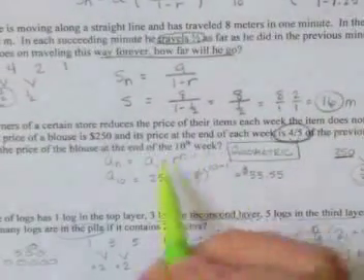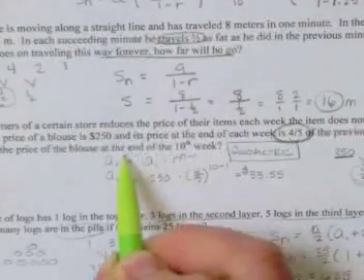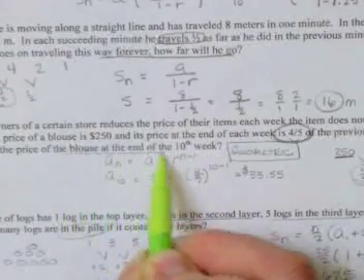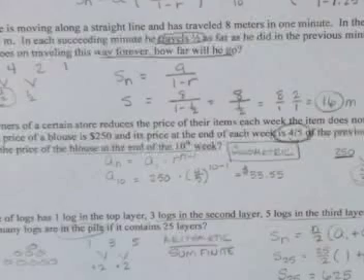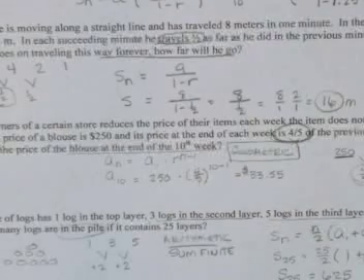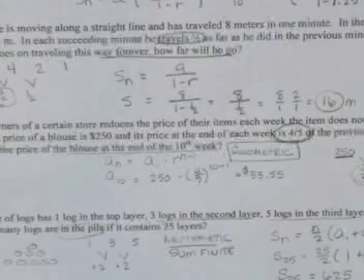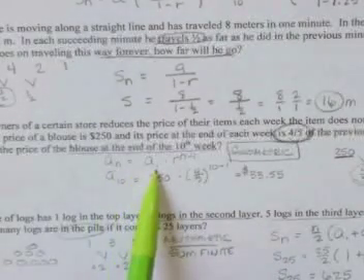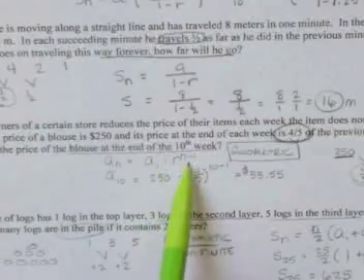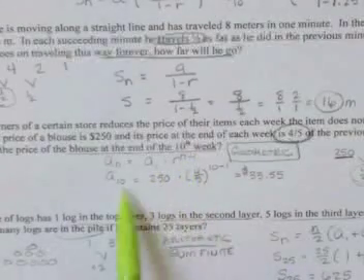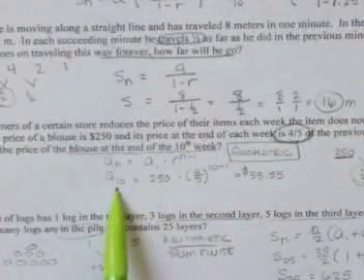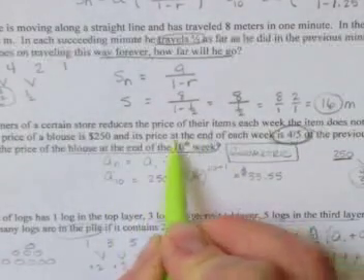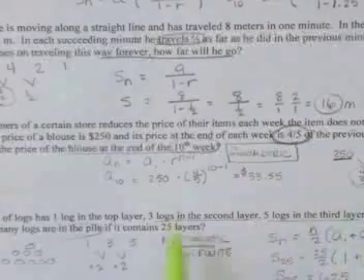So I also notice that they're asking me not for a sum, but for the price of the blouse at the end of the 10th week. So I want to find the nth term of this geometric sequence. So I use my formula a sub n is equal to the original amount times r to the n minus 1 power. So I'm looking for a sub 10 because they've asked me what is the price of the blouse at the end of the 10th week.